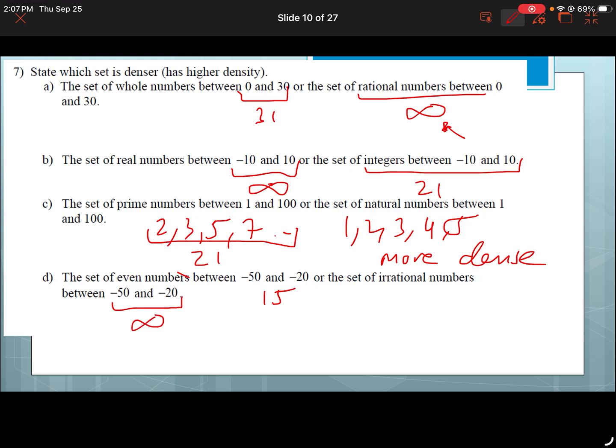Irrational numbers, they're very weird. You can't count how many there are because every single time you say there might be another one, I could say, okay, what about the square root of this number? And you'll be like, oh, okay, I guess that works as well. So there's always infinite rational numbers between something as well. So yeah, in this case, irrational numbers is the more dense.